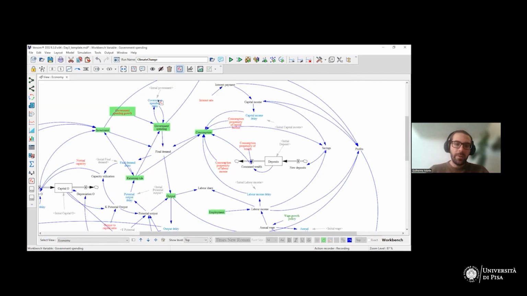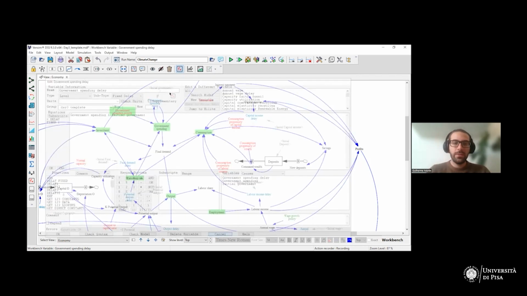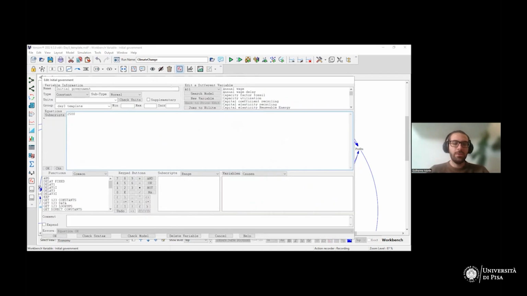And when we go to government spending delay, we just have the previous value of government spending. So this function delay fix gives me the previous value of the variable that I'm considering. But then if I consider the previous value, I still have to define the initial value. So this is defined as an additional variable, which is exogenous to the model. So we have a given initial value of the government spending.